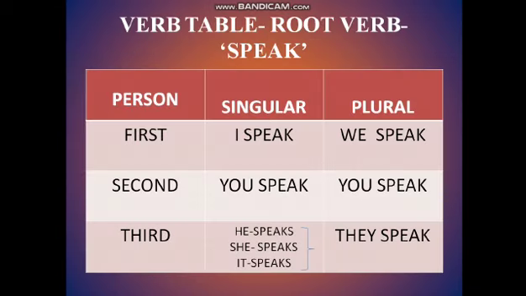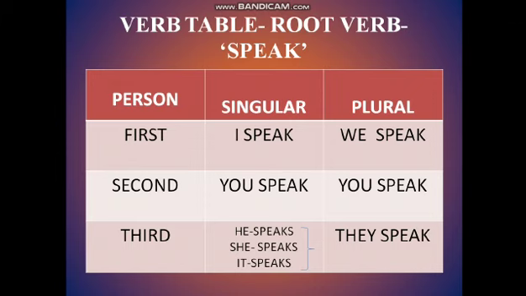This is a verb table, and the root verb over here is speak. How will we use speak with all three persons: first person, second person and third person? Students, this table is to clarify your doubts. Now let me start with the first person. First person is I, and the plural form of I is we. Second person is you, and the plural form of you is the same, you. And third person is he, she and it, and the plural of he, she and it is they.